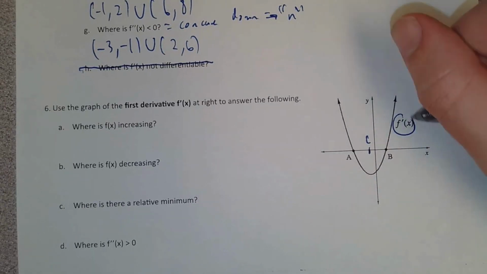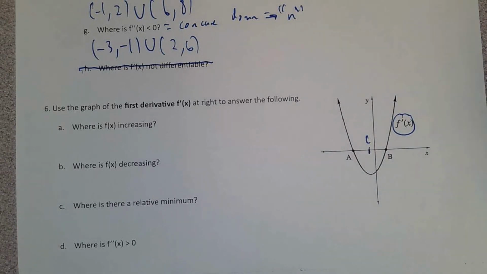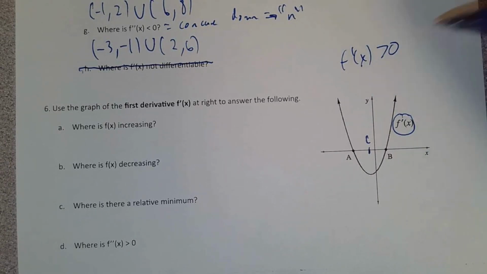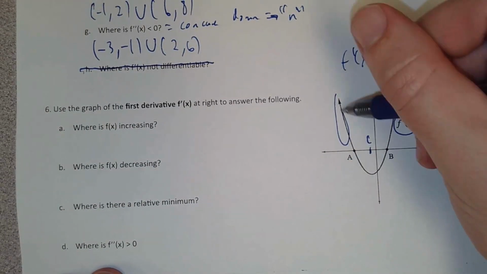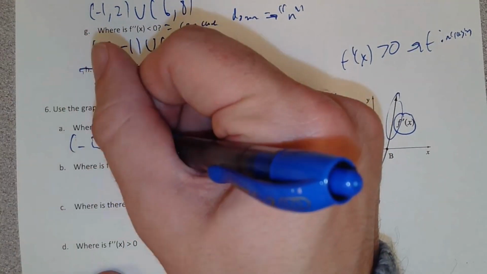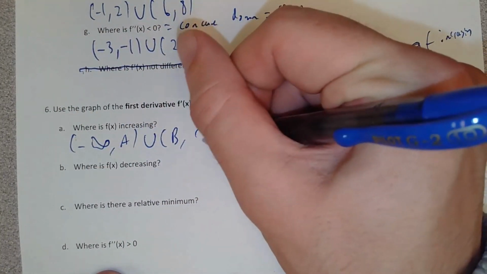Because you are looking at the derivative, guys. You're not looking at f of x. You're looking at the derivative. And if you're looking at the derivative, that means you need to follow the rules. When the derivative is positive, f is increasing. So where is it positive? It's positive here and here. So it's positive from -infinity to a and b to infinity.